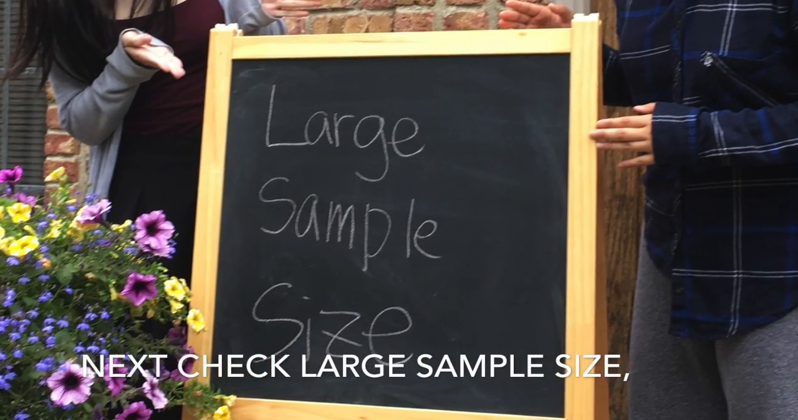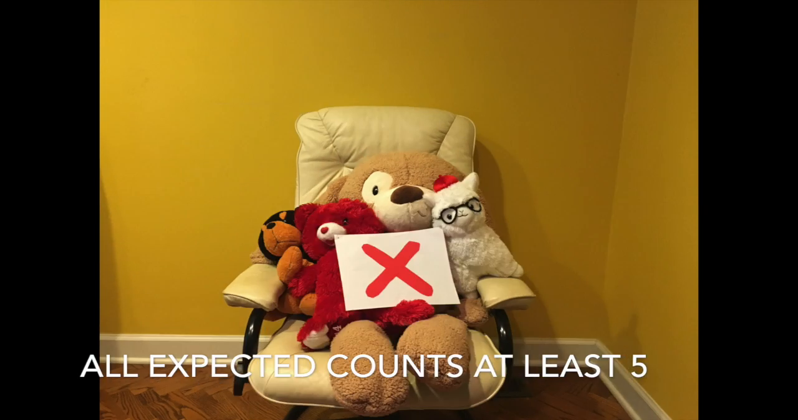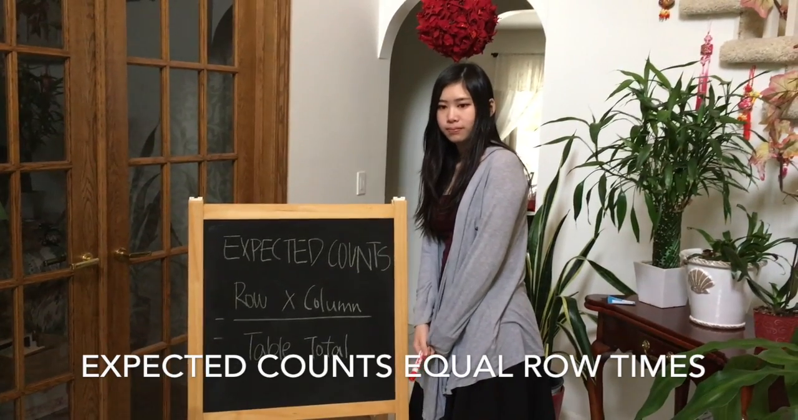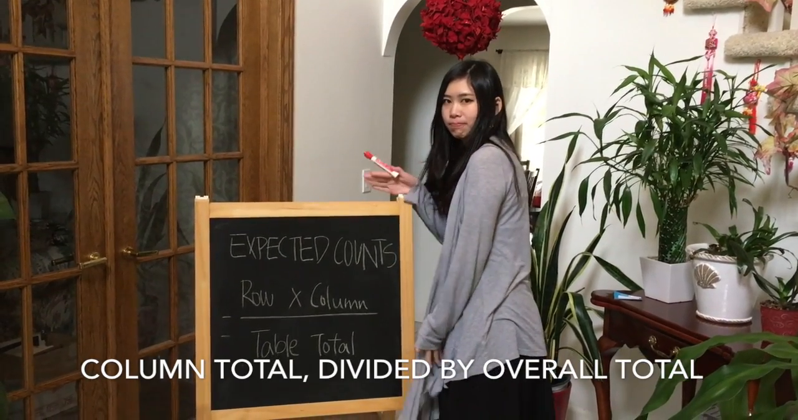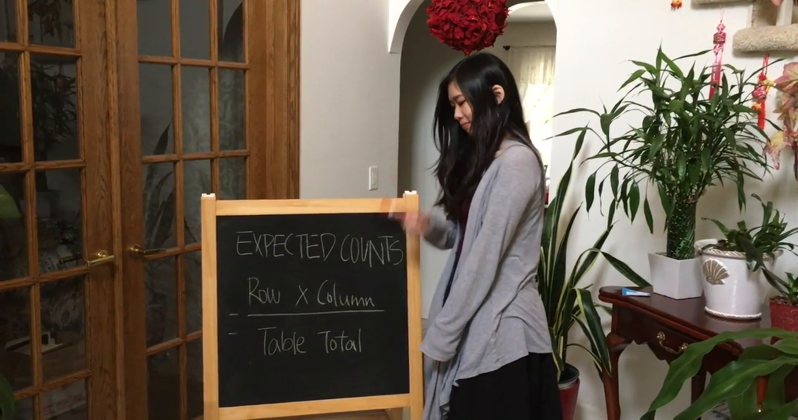Next, check large sample size: all expected counts at least 5. Expected counts equal row total times column total divided by overall total.